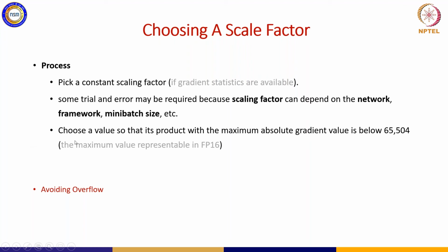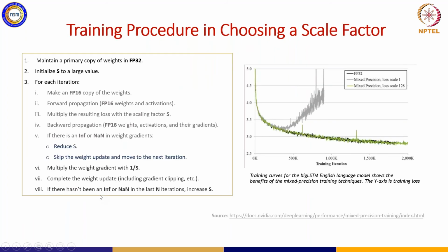Then also you can choose a value which will not exceed the maximum value representable in FP16, and that maximum value is 65,504. This has been proven in research to be efficient and work well. If your scaling value is below this range, then your model would definitely do well. But while doing this, you must avoid what we call overflow.